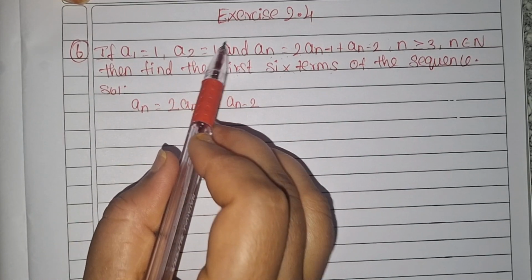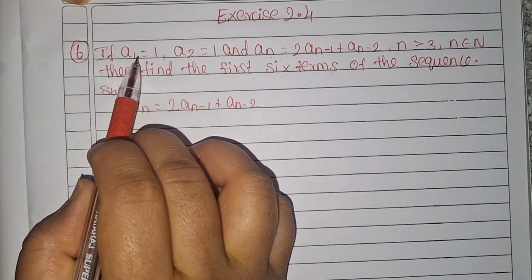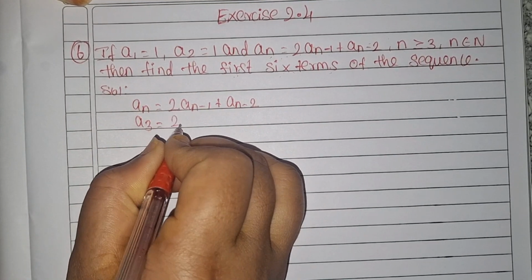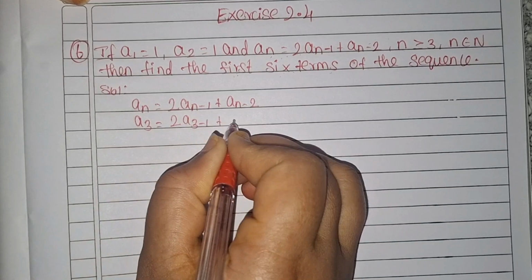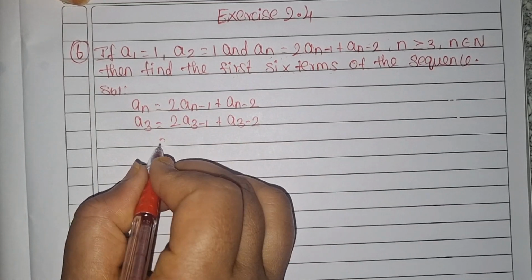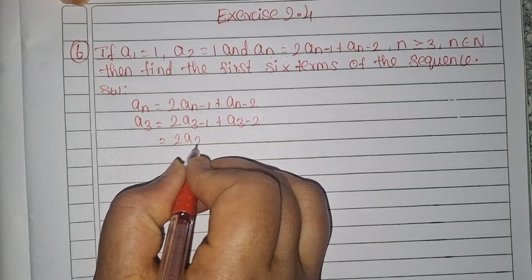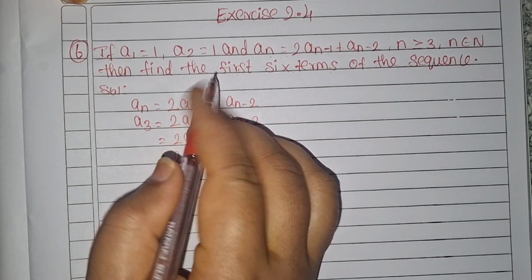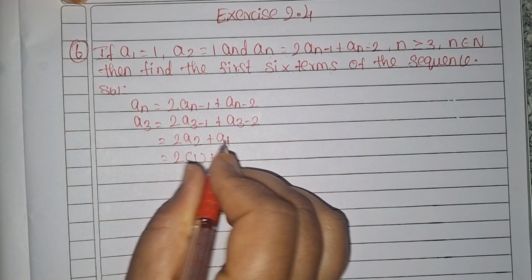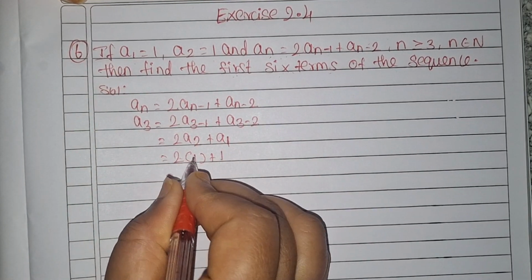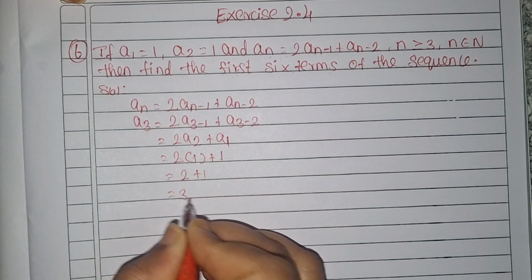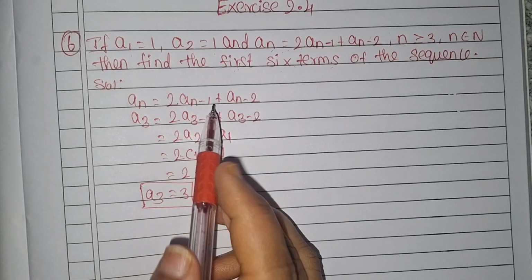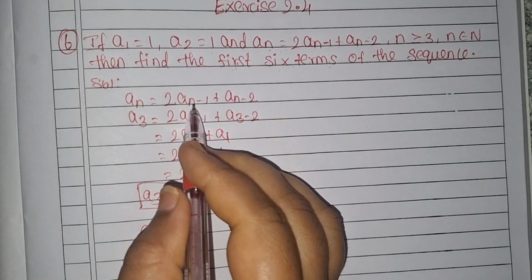We need the a3 term, the third term. So we take the first and second. a3 is equal to 2 a3 minus 1, plus a3 minus 2. That is 2 a2, value 1, plus a1, value 1. 2 ones are 2, 2 plus 1 is 3. a3 value is 3. Next, a4: same, we apply it here.